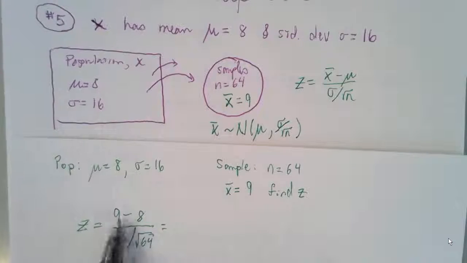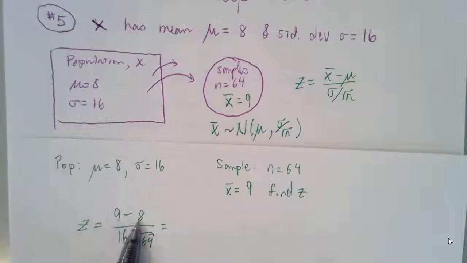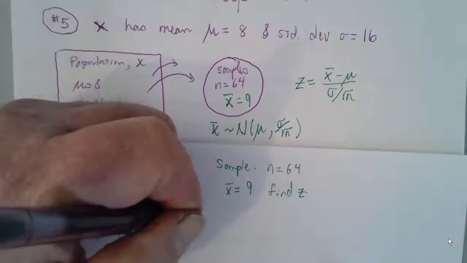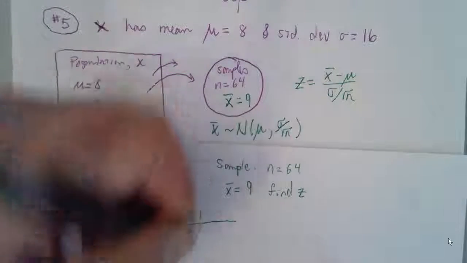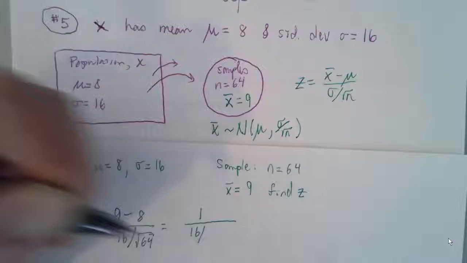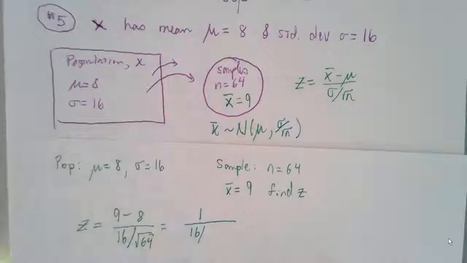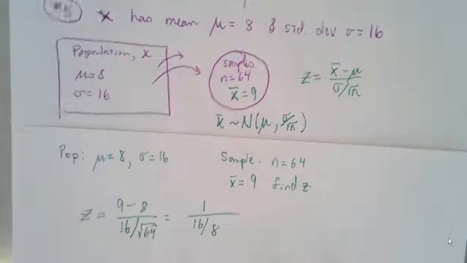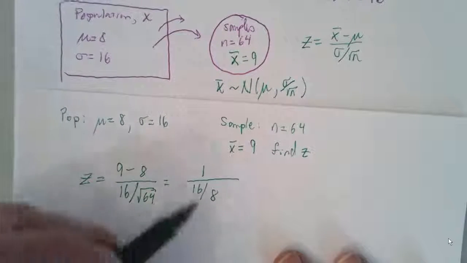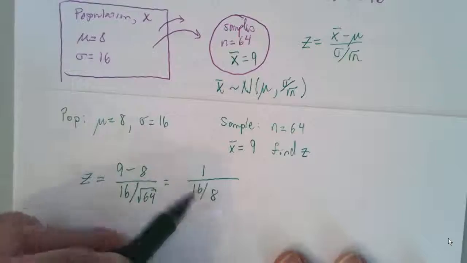Now we could do some of this calculation by hand in this case. 9 minus 8 is 1. And down here in the denominator, the square root of 64 is 8. 8 times 8 is 64. So we have 1 divided by 16 over 8.